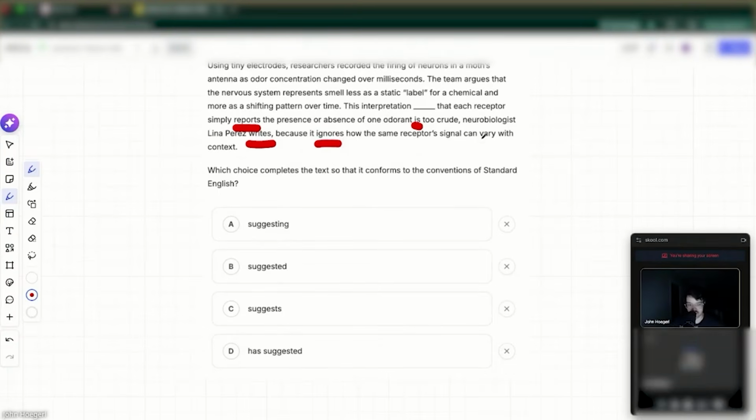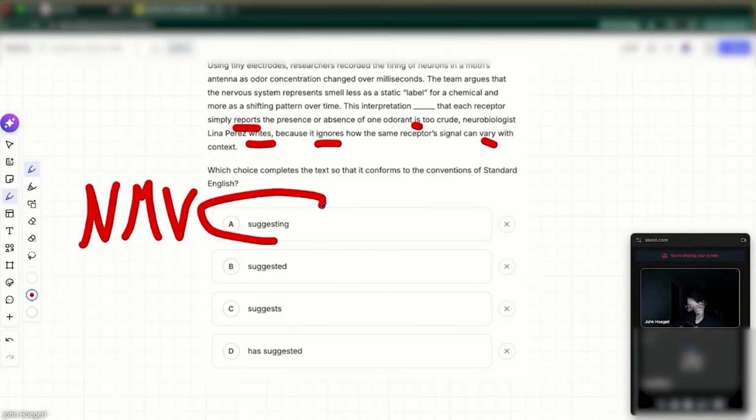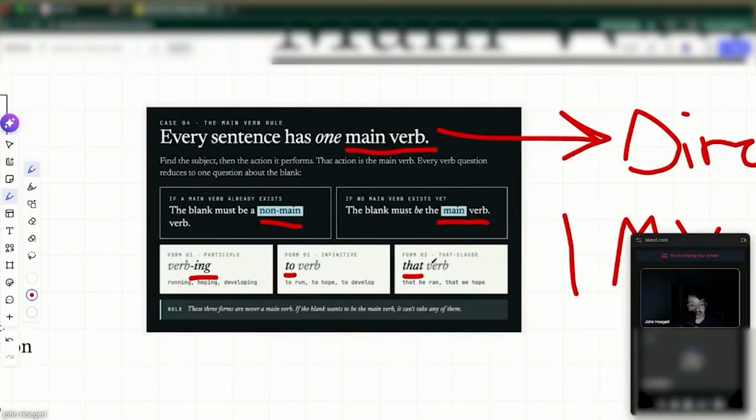Ignores, the same receptor signal can vary with context. Again, a bunch of other verbs here, but I don't think any of these are as direct of an action as writes, because this is connected to the subject. It is the core thing said in the sentence, and it's the overall action. So all this goes to say is that we have to choose a non-main verb as the answer choice. Looking at these ones, the only one we know for sure is a non-main verb would have to be A, because that's the only one that ends in ing. As I showed up here in the rules, if it ends in ing, if it begins with to, and if it begins with that, it automatically cannot be a main verb no matter what.